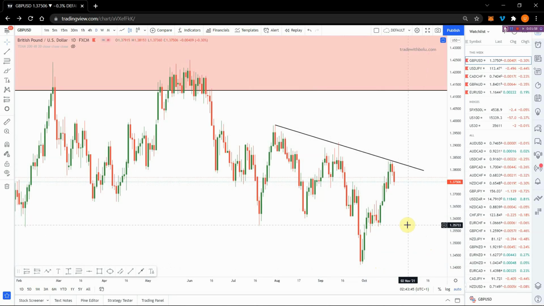So GBPUSD for the week, expecting it to be bearish, right? Go down at least to this level right here. Yeah, so that's it for GBPUSD.